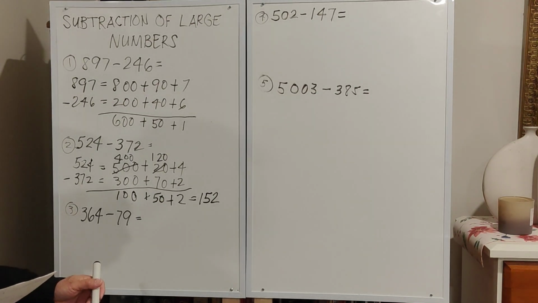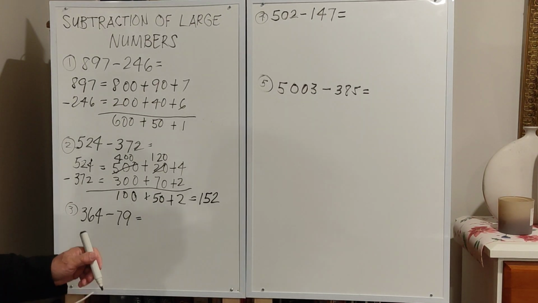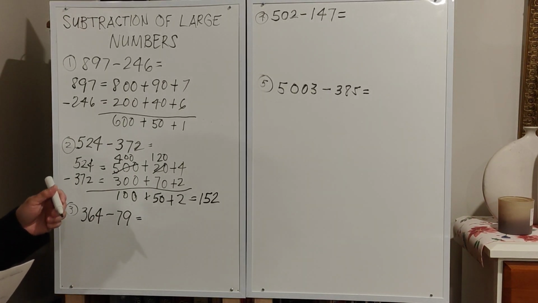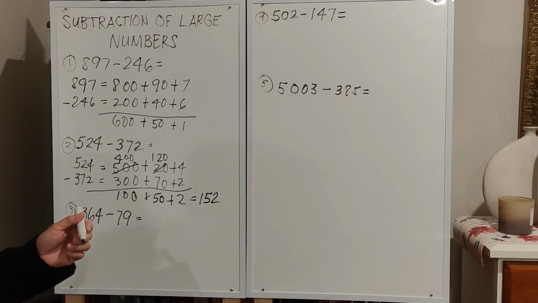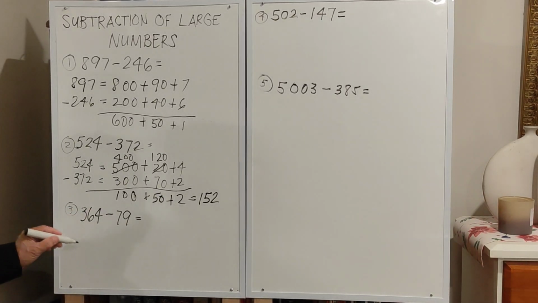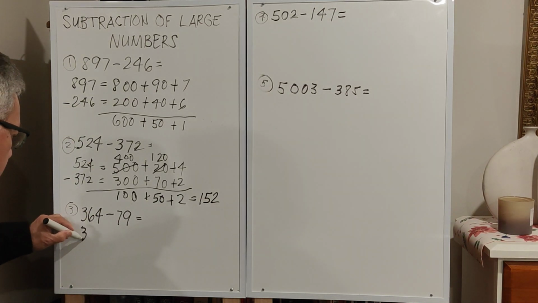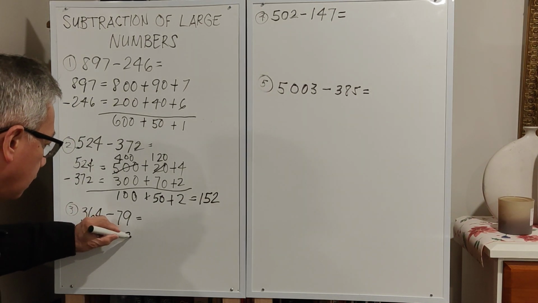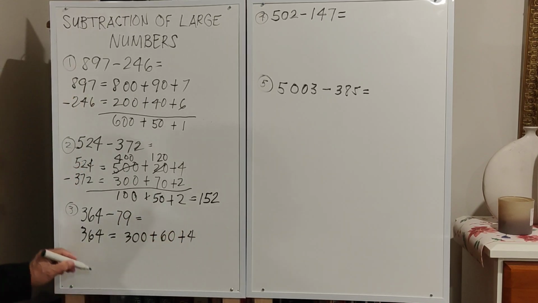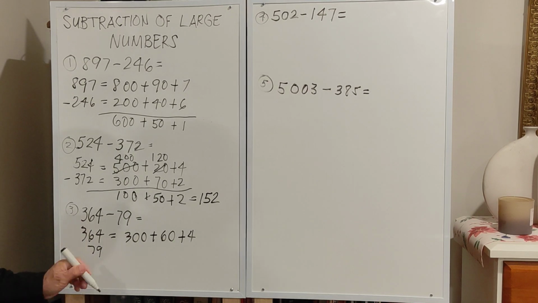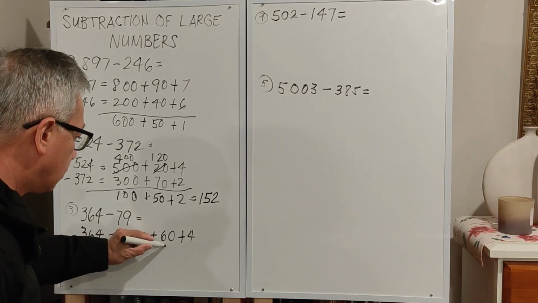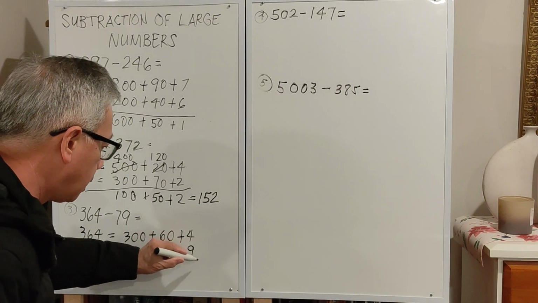Sometimes there is more than one number at the lower part that is larger than the upper part. So in this case, the upper number will have to be changed twice. For example, 364 minus 79. So we expand first. 364 is 300 plus 60 plus 4. 79. So we have to align 70 with the tens place. So here 70 plus 9.